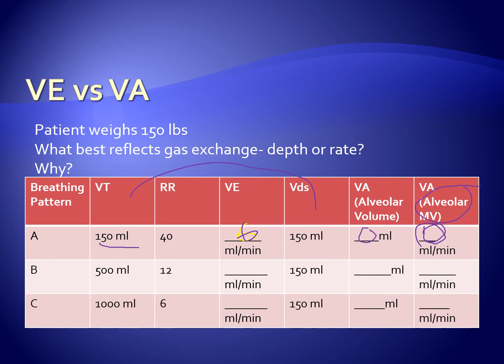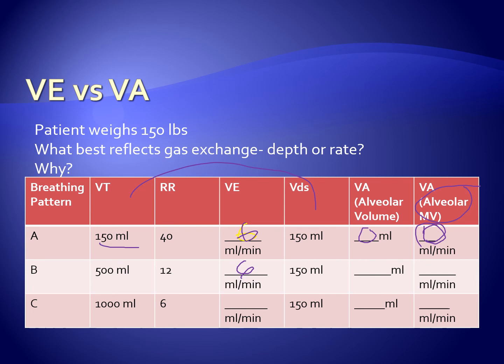What about patient B? Well, 12 times 500. What's our minute ventilation here? You can pause it and do the math. But when we do this, this is still going to be 6 liters. So we have the same minute ventilation as patient A.